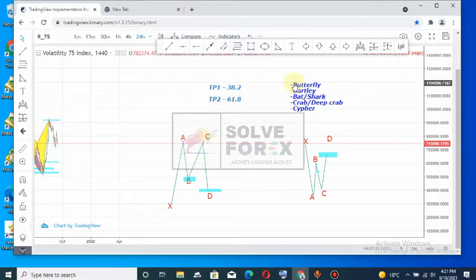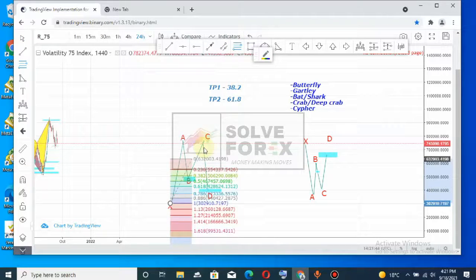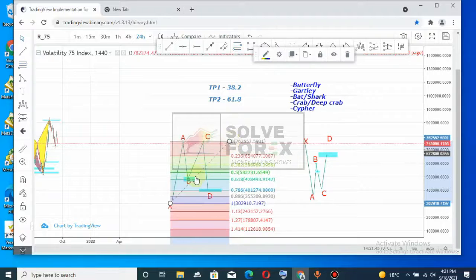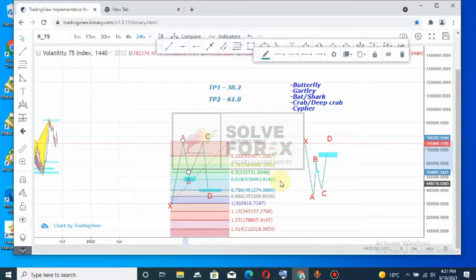Butterfly, I already explained. Gartley, I already explained. Bat pattern and shark pattern are more or less the same. I'll tell you why. Let's go to bat pattern first. Take your fibs all the way up. Bat pattern must retrace on 50%. As soon as this apex goes to 50%, then you know it's either a bat or a shark.